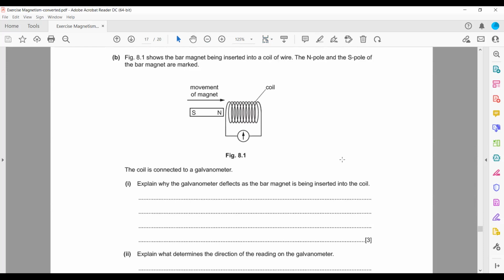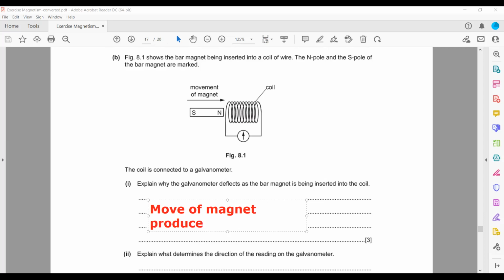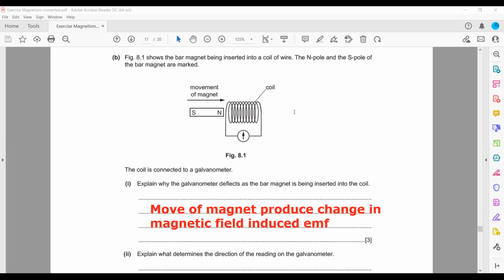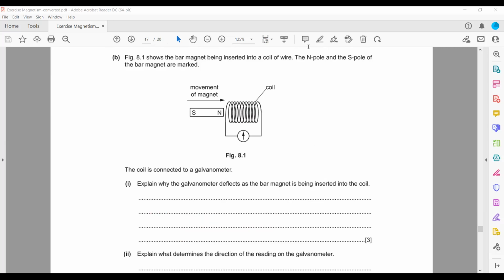Why does the galvanometer deflect as a bar magnet is being inserted into a coil? So the movement of the bar magnet, when we insert this bar magnet, will produce a change in the magnetic field, and that changing magnetic field will induce an EMF, which causes a deflection of the needle of the galvanometer or meter which is used here.